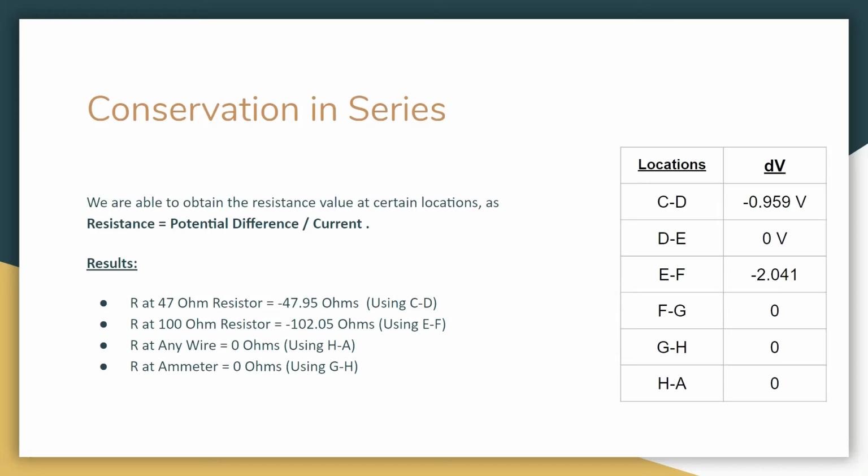So for the 47 ohm resistor, I got a resistance of negative 47.95 ohms. At the 100 ohm resistor, I got negative 102.05 ohms. And at any wire on the circuit, there was a resistance of 0 ohms, and also at the ammeter, there was a resistance of 0 ohms, which should be correct because there shouldn't be any resistance within a wire or throughout the ammeter.